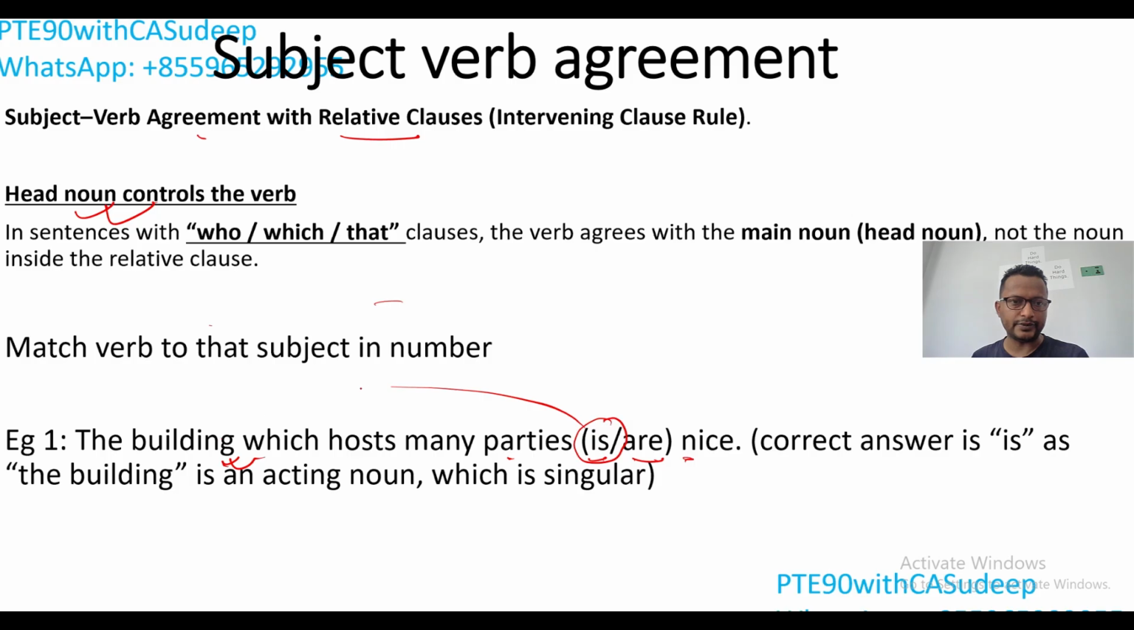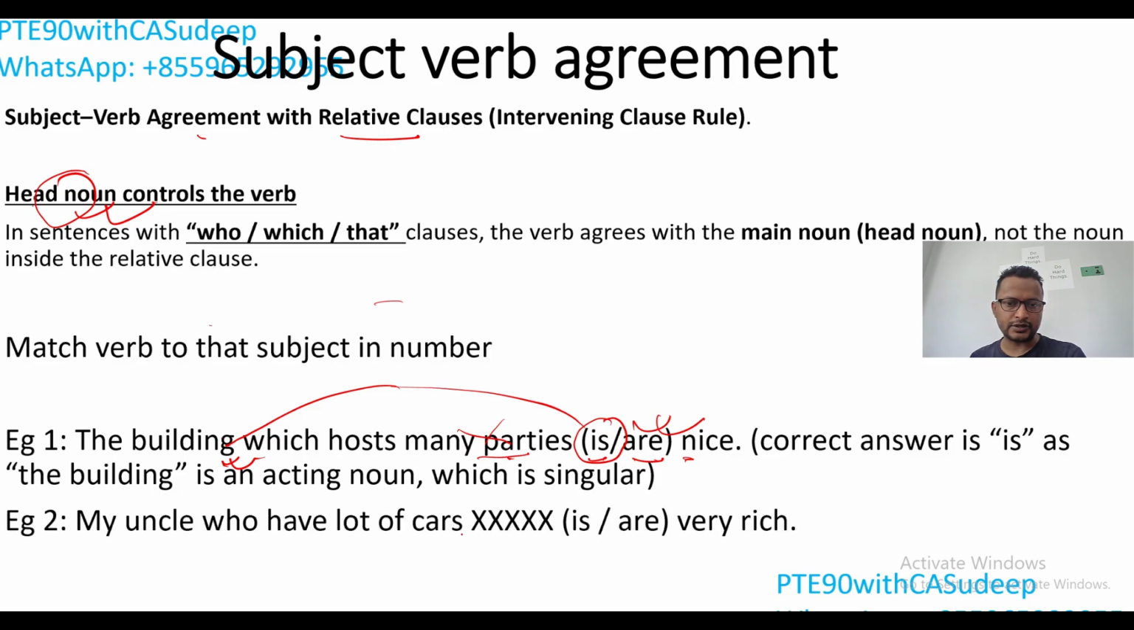The building is the head noun which controls the verb. See, the building. Forget about the parties. Even though the parties is a plural noun, here in this context the head noun, or you can say the acting noun, whatever you call it, is singular. That's why the verb should be singular here.